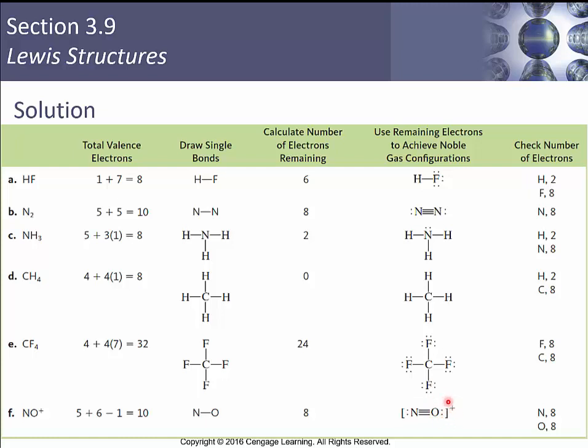So nitrogen kind of wants to form 3, and that's a pretty happy nitrogen. That oxygen, as we will find out, is a little bit unhappy. But we'll talk about that when we do formal charge.